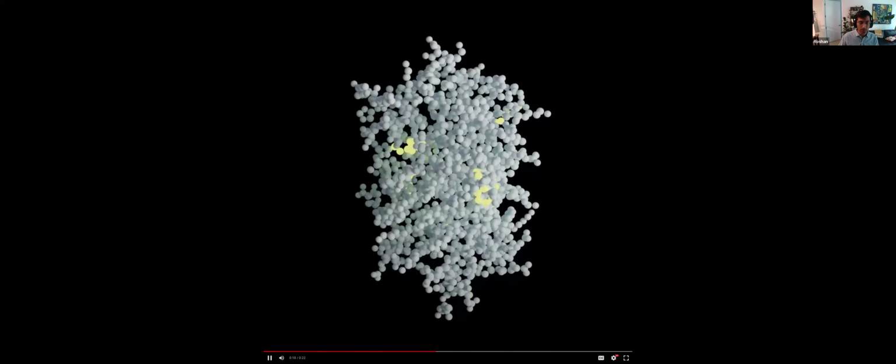Here's a quick video of GFP being generated. This is showing the actual decoding order of the model for the molecule that actually glowed in the lab.